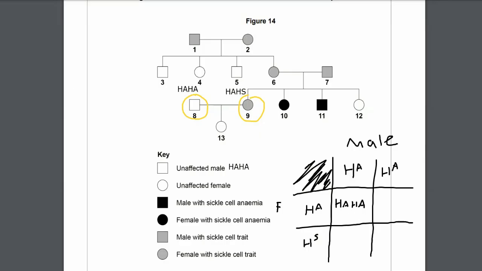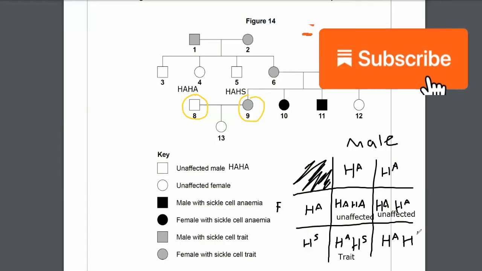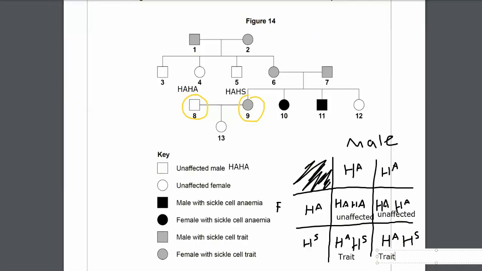Okay, so they're normal. I could write the word normal or unaffected. They do not have the sickle cell or the sickle cell trait. Now the second one is HAHA. They are also unaffected. Now we have the third possibility of a child: HAHS. They would have sickle cell trait, coloured in grey. And the fourth one is HAHS too, and they would have the sickle cell trait as well. They would not have full-blown sickle cell anemia.